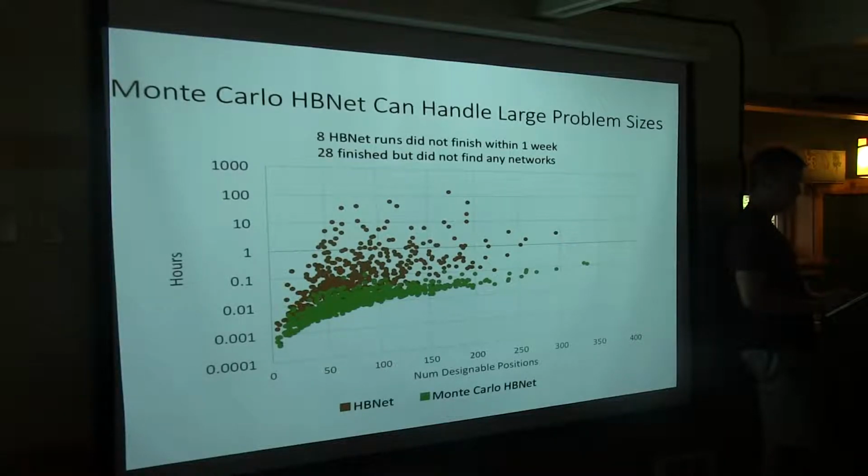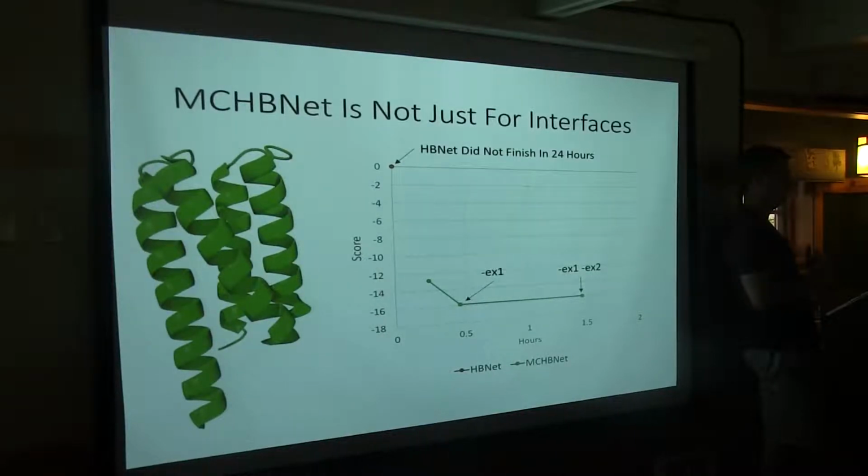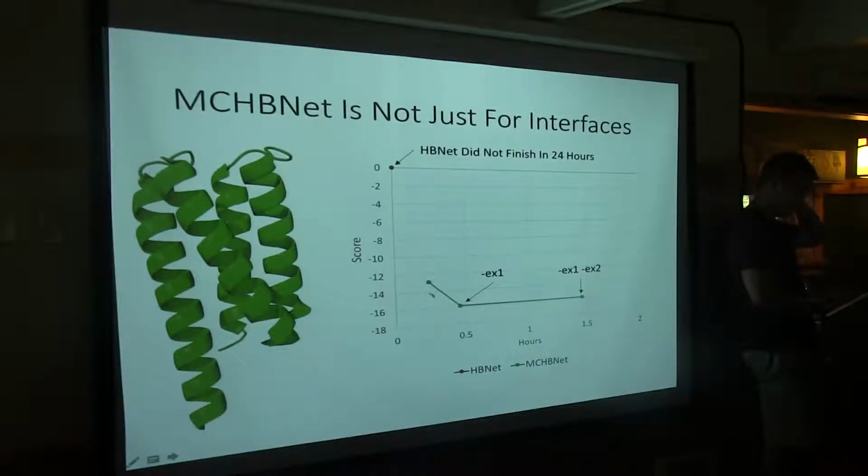This last point I want to make is we've also played with non-interfaces. So this is a small helical bundle that we've been playing with. And I tried running HBNet and Monte Carlo HBNet to make a hydrogen bond network in this core. And HBNet didn't finish within 24 hours. But Monte Carlo gave us some pretty good results in a half hour.